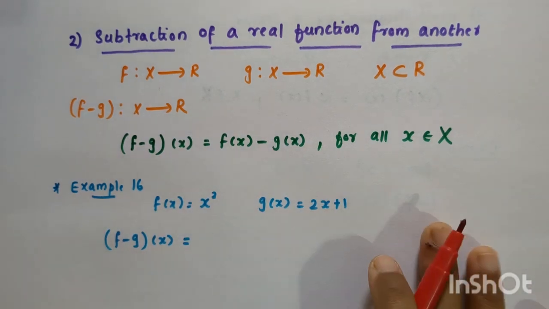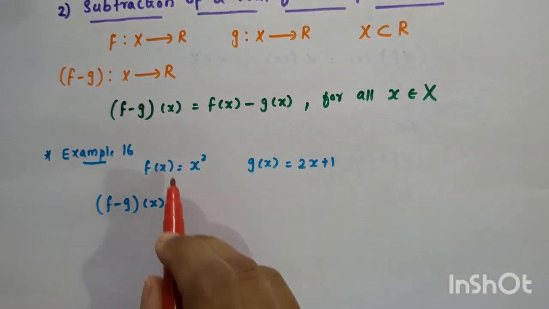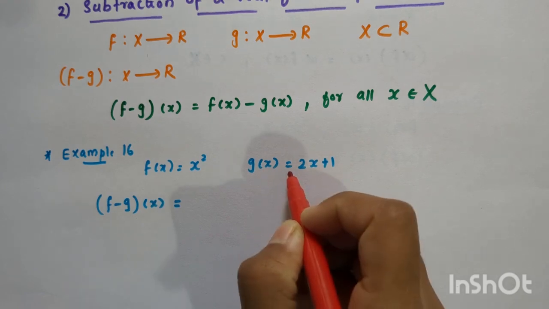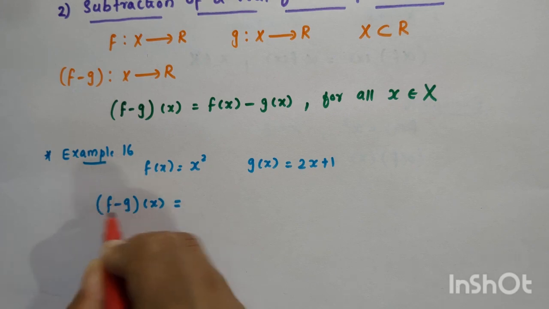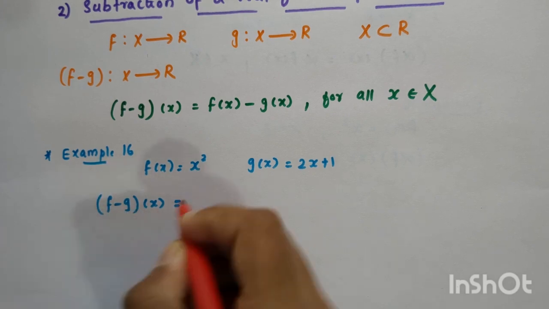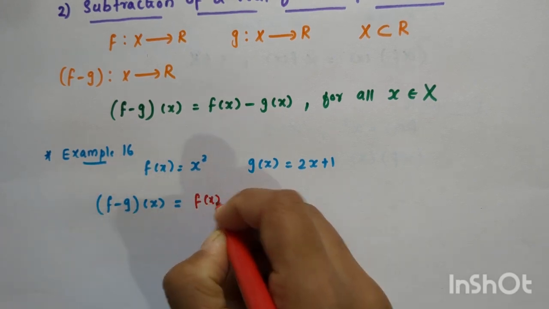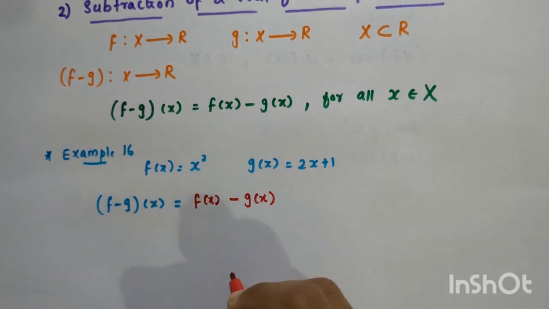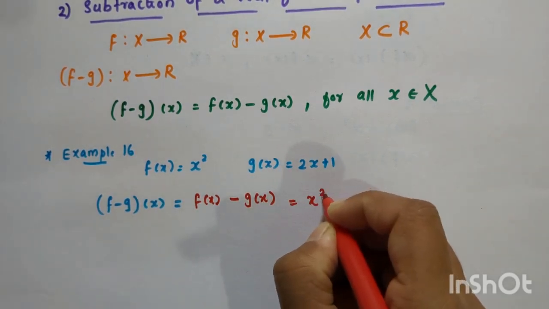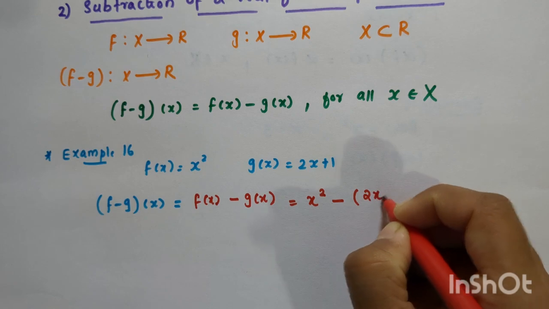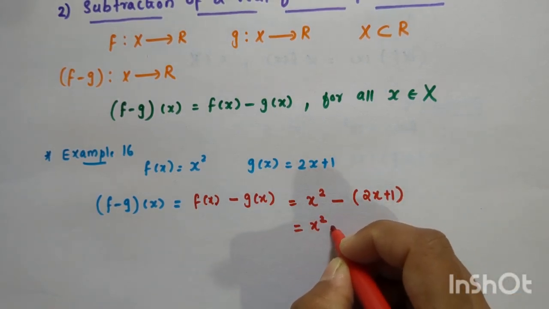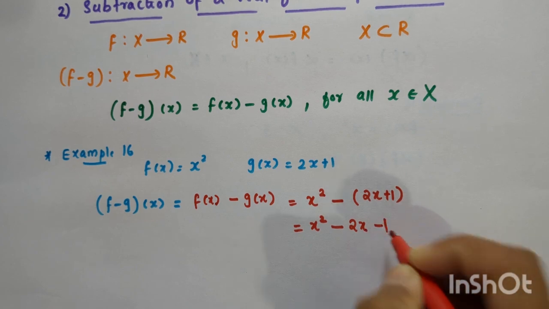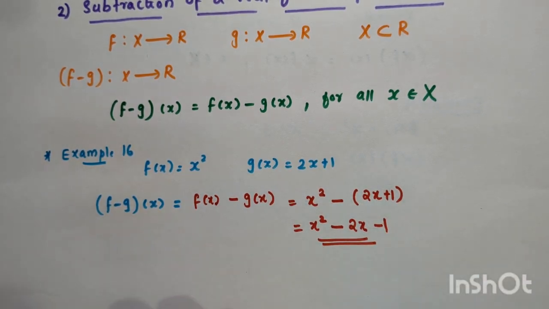For example, let us consider f of x as x square and g of x as 2x plus 1. Then what about f minus g of x, which is a subtraction of a real function from another, the difference? So f minus g of x is defined as f of x minus g of x. f of x is x square minus g of x, which is 2x plus 1. So, when we open the bracket, we can write it as x square minus 2x minus 1. This is the answer.